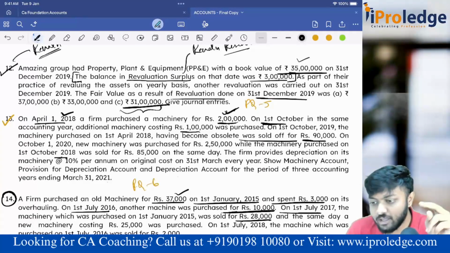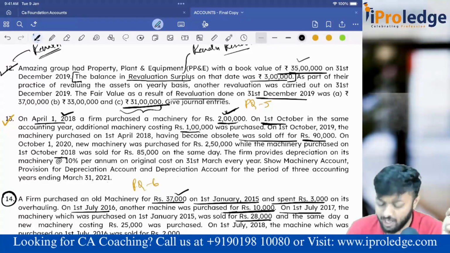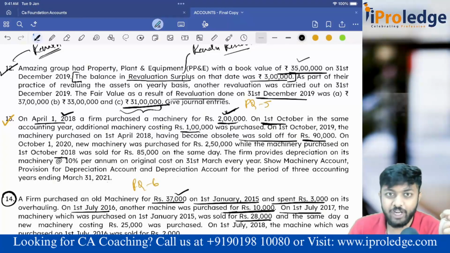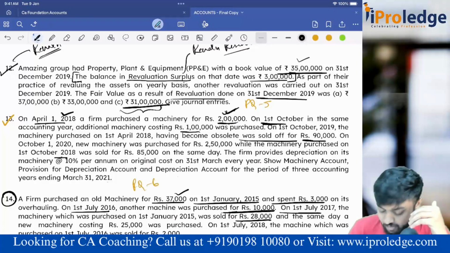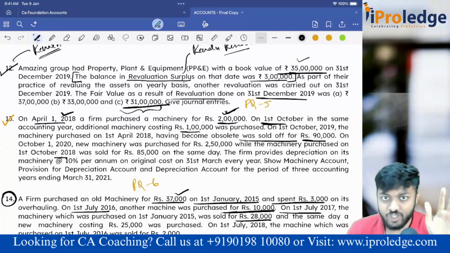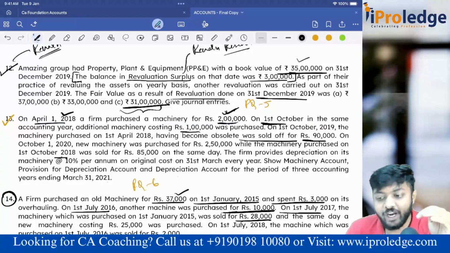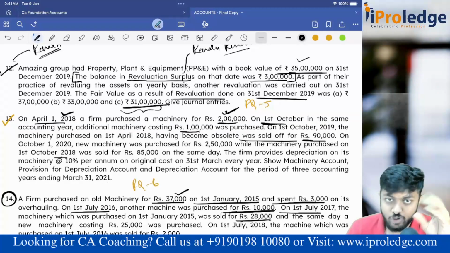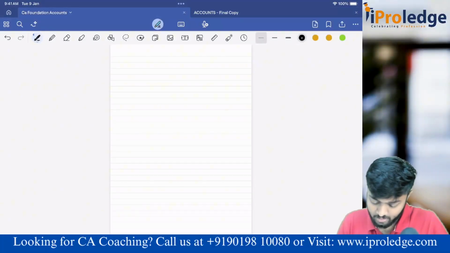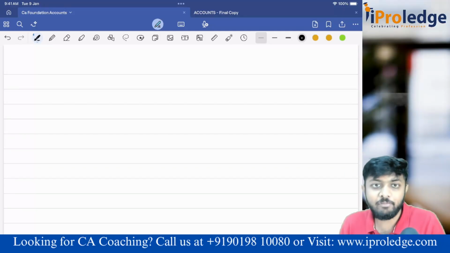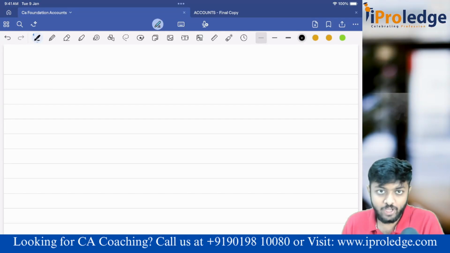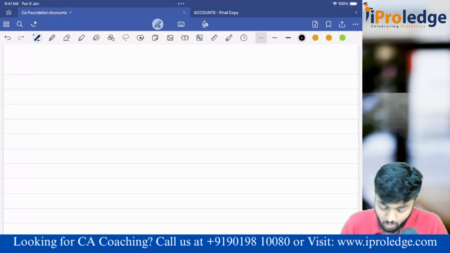Then the second thing is, are we supposed to use machinery disposal or not? Here they have not asked about machinery disposal account. That means they are expecting us to do the accounting without opening machinery disposal. That is what they have asked in this question. But for your reference, I will be solving it in all the possibilities, so you should understand. I will be giving depreciation by using provision for depreciation account, and sales I will do in both the methods, in machinery disposal also, and without opening machinery disposal also. So you better understand it.